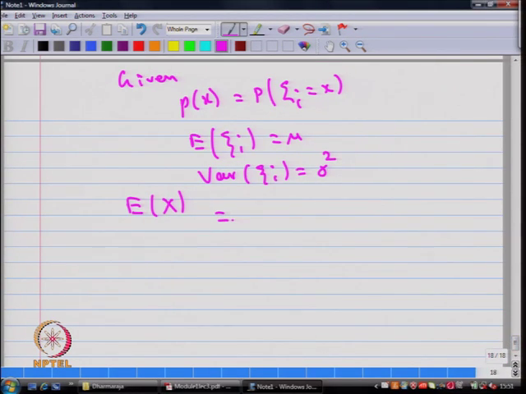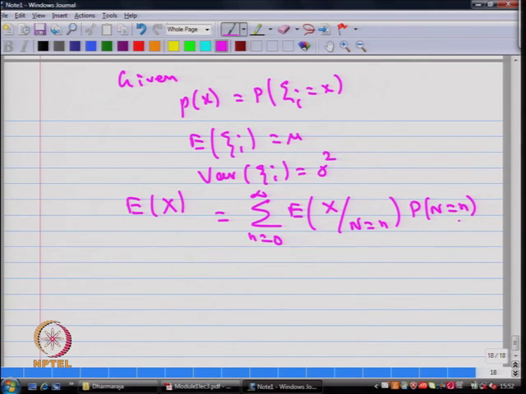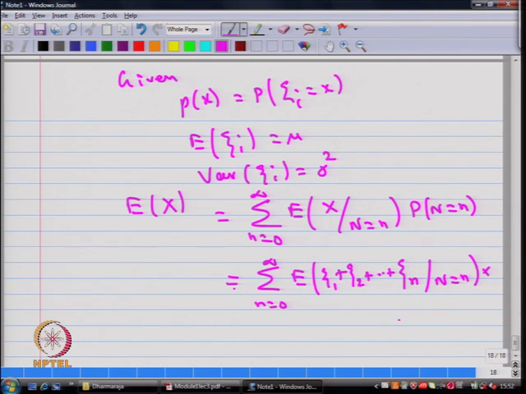Therefore, this expectation can be computed as summation n is equal to 0 to infinity the conditional expectation of x given capital N takes a value small n, multiplied by the probability mass function of capital N, that is same as summation n is equal to 0 to infinity, the expectation of psi 1 plus psi 2 and so on plus psi suffix small n given capital N takes a value small n, multiplied by the probability of N takes a value small n.